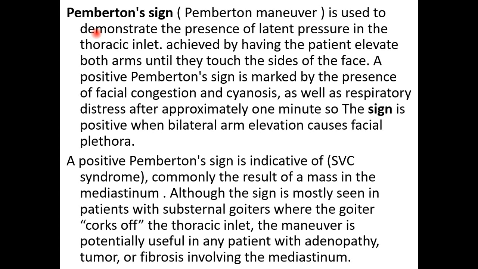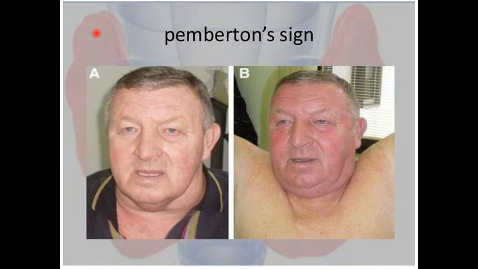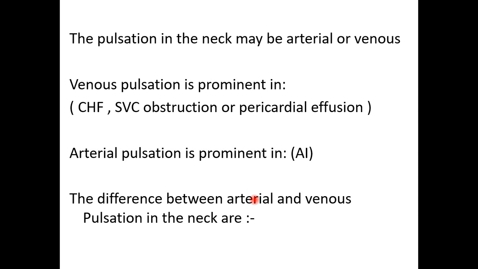We can also do the Bombertin sign just like this. You have to ask the patient to elevate both hands, so we see how here the face is congested and plethoric. Now the normal facies of this patient has a big goiter with retrosternal extension, so when we do a Bombertin sign, the patient has a positive Bombertin sign when there is facial plethora or facial congestion.